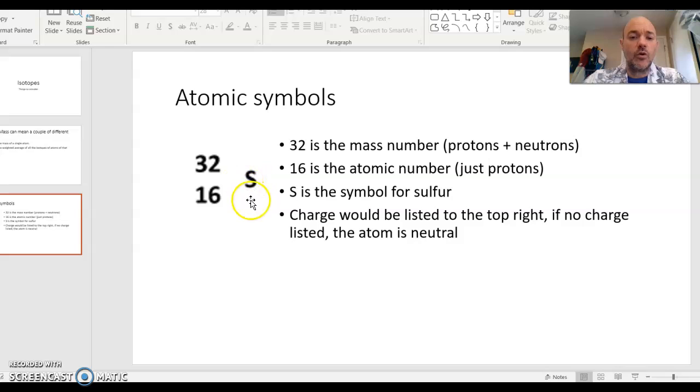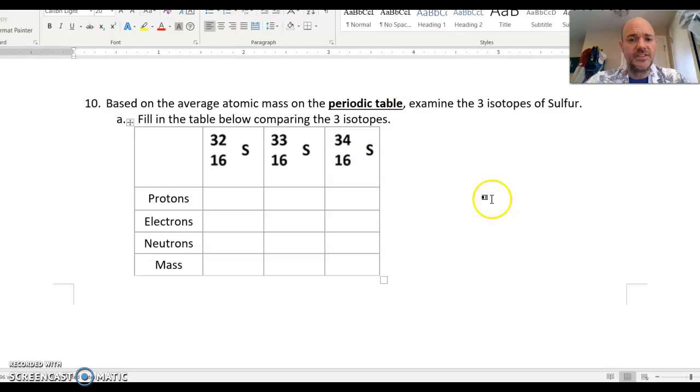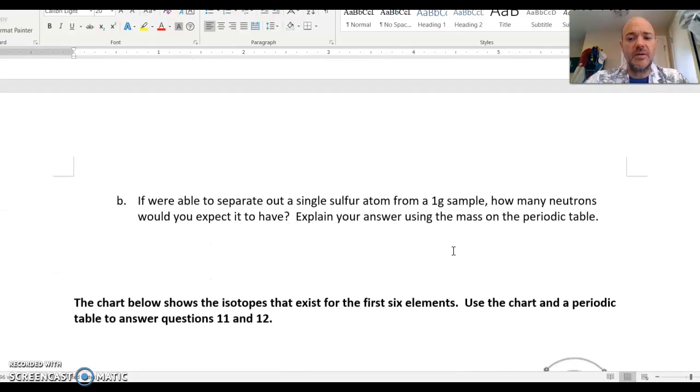The letter, or two letters, is the atomic symbol for the element. In this case, it's the letter S for sulfur. And if there's a number in the top right, that would be the charge. If there's no number in the top right, then that means the atom is neutral. And think about what neutral means for the number of protons and the number of electrons. So if we're flipping back to this worksheet, you're using these mass numbers to compare the number of protons, electrons, neutrons, and mass of these three isotopes of sulfur. So think about that.